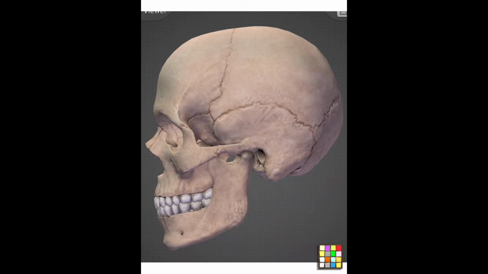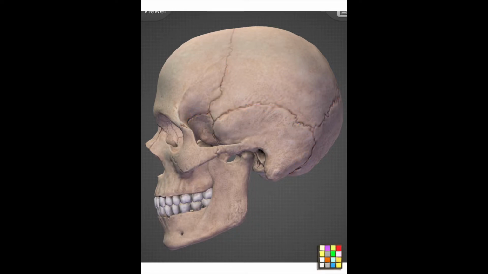Kia ora everyone, this is almost everything you'll need to know about the bones of the head, and that generally means the skull. The skull is a combination of many bones that are joined together by these sutures, which are fibrous type joints that are only found in the skull.